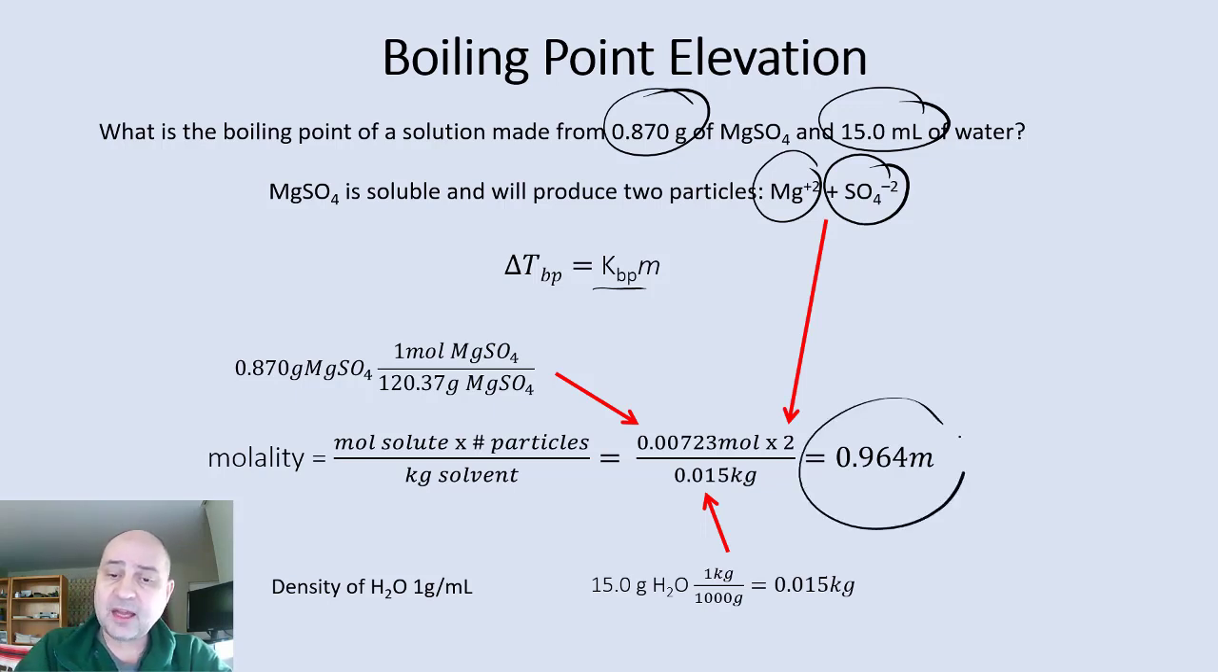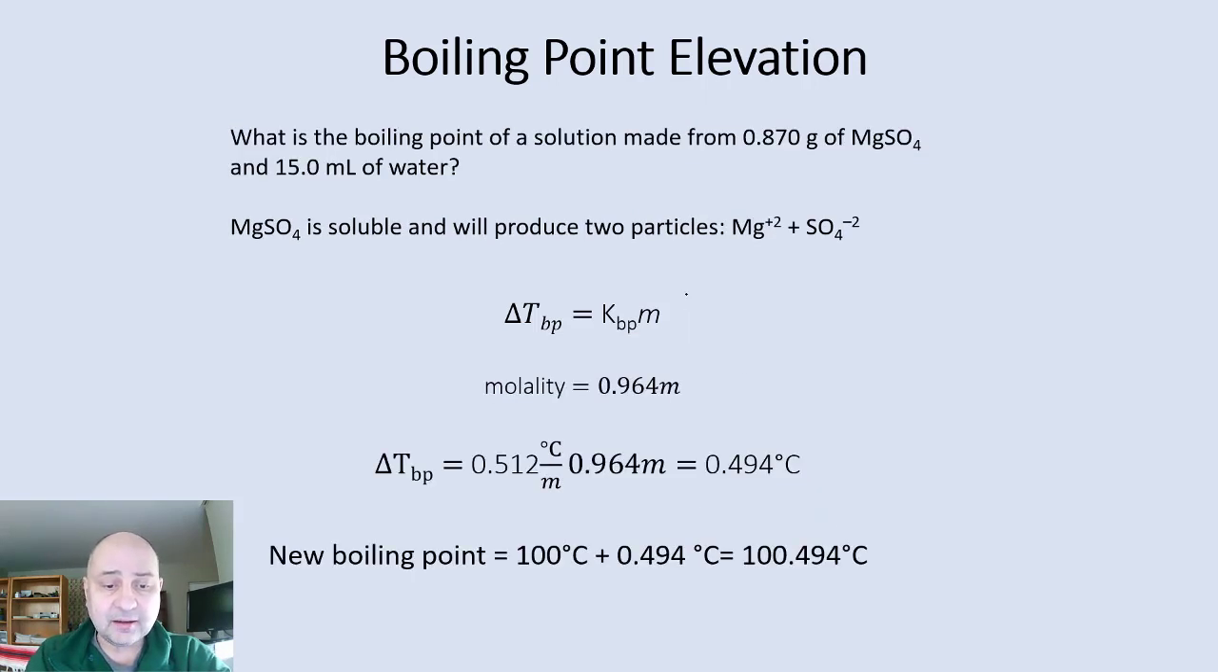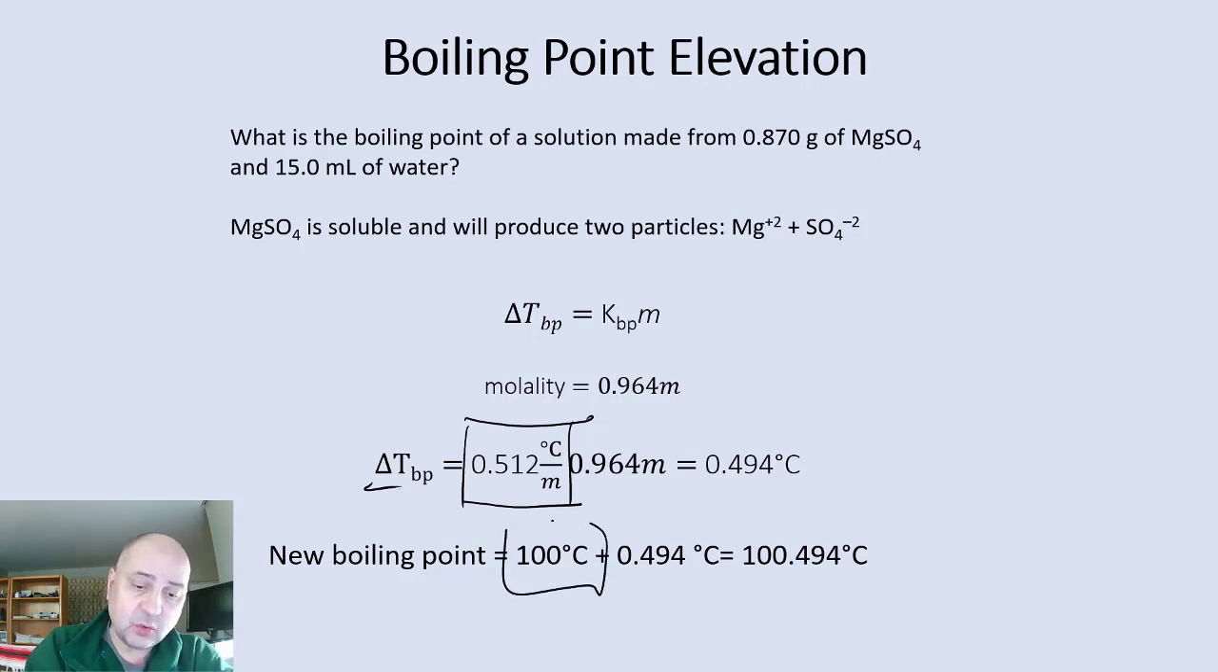So now we can put that in, and here's your constant for the boiling point, times the molality, which gives you 0.494 degrees. That is delta, the change, so you still need to add that to the 100 degrees, which is the normal boiling point of water.